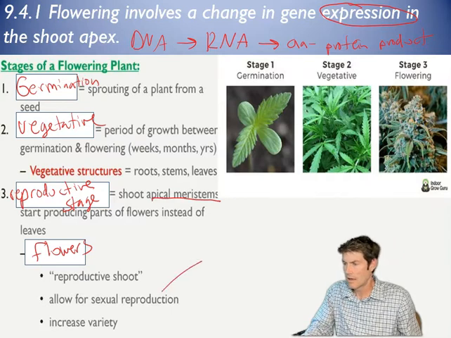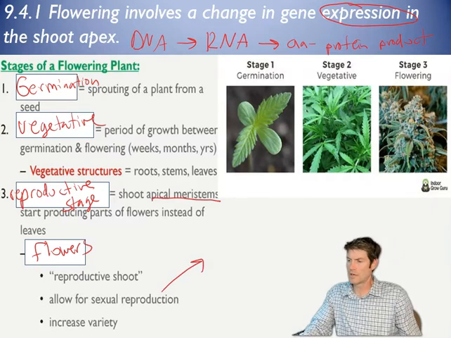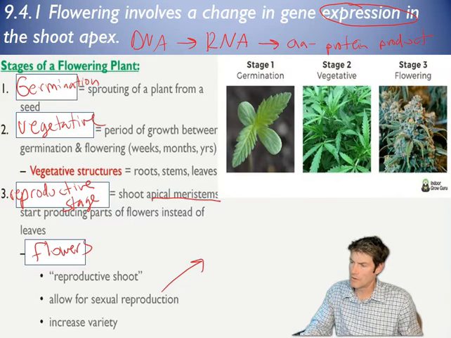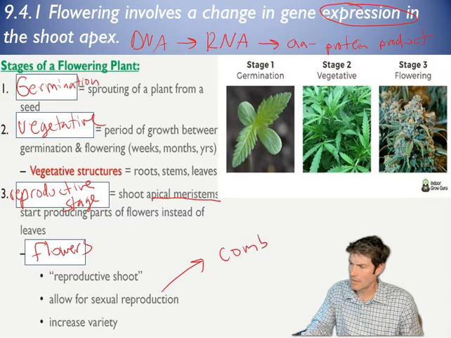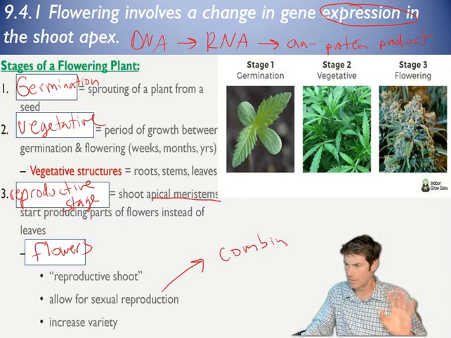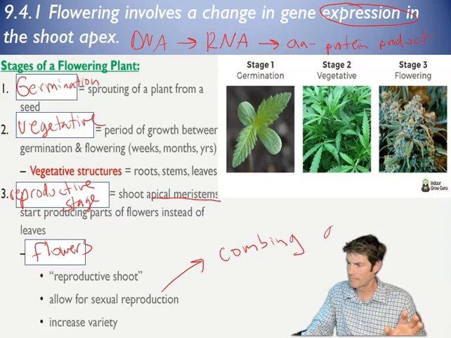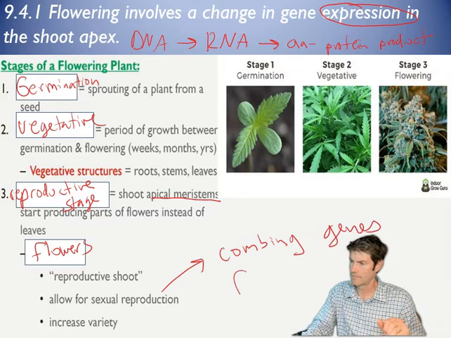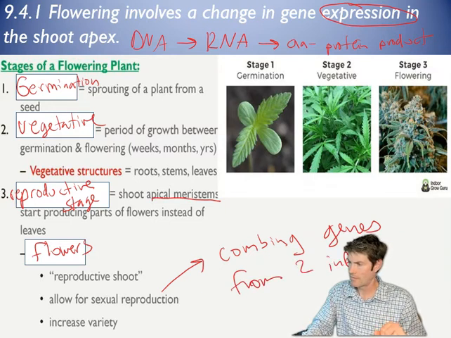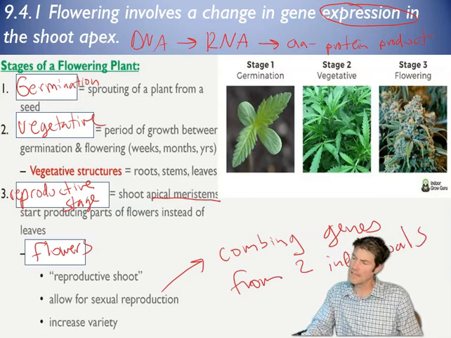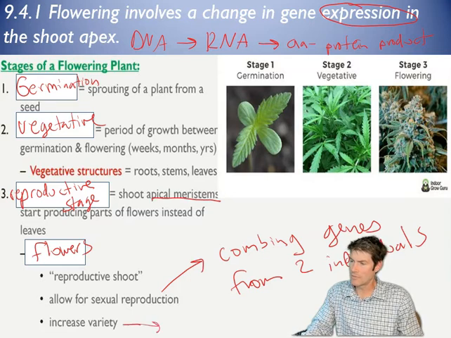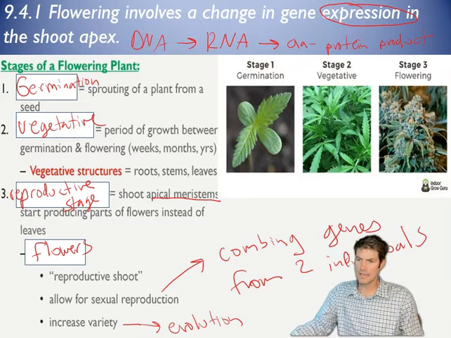And that allows for sexual reproduction, which is combining genes, right? That's all sex reproduction means. You're combining genes from two individuals. You're mixing them up. Remember, if you don't do that, you're cloning. You can read that, individuals. And increasing variety is really important for evolution. And we'll get to that in a second.